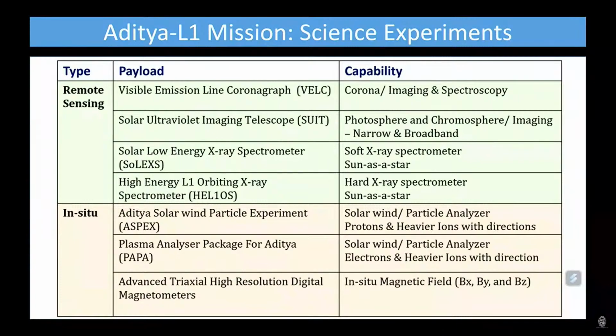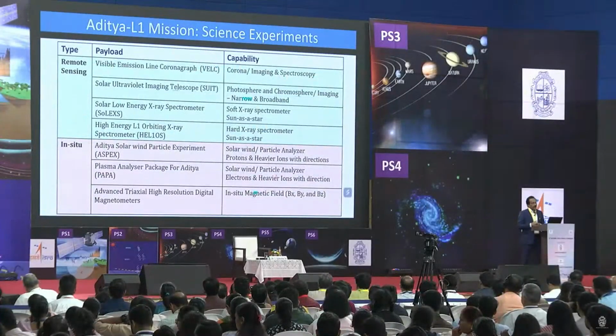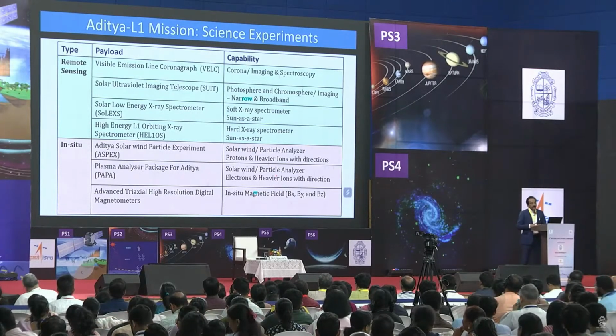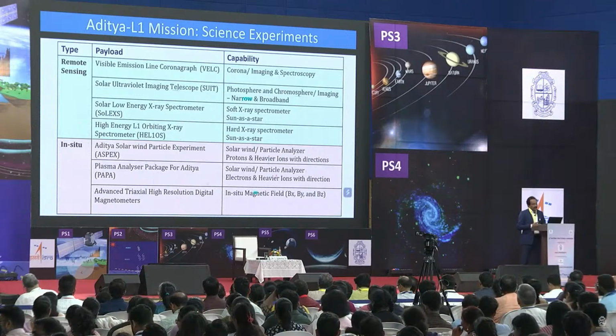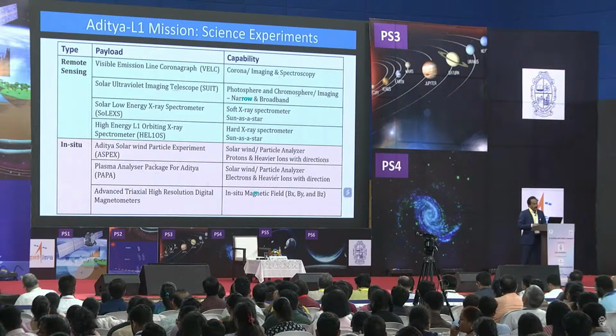Let us look at the instruments on board Aditya L1. We have 7 instruments, and 4 of them carry out the remote sensing observations of the sun, and some of them do the measurements of the particles, both the solar wind particles, where the plasma analyzer package looks at the heavier ions as well as electrons, and we have the magnetic field measurements using a triaxial high resolution digital magnetometer. The bigger instrument is VELC, which is a corona imaging as well as spectroscopy capability. Then the suite, which is an ultraviolet detector, and low energy and high energy X-ray spectrometers.